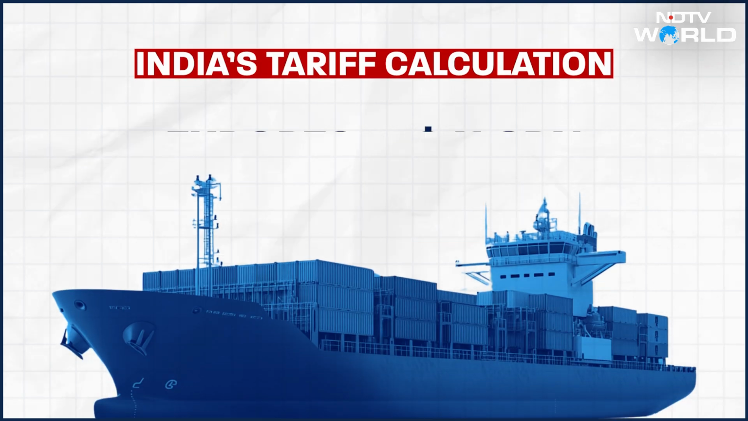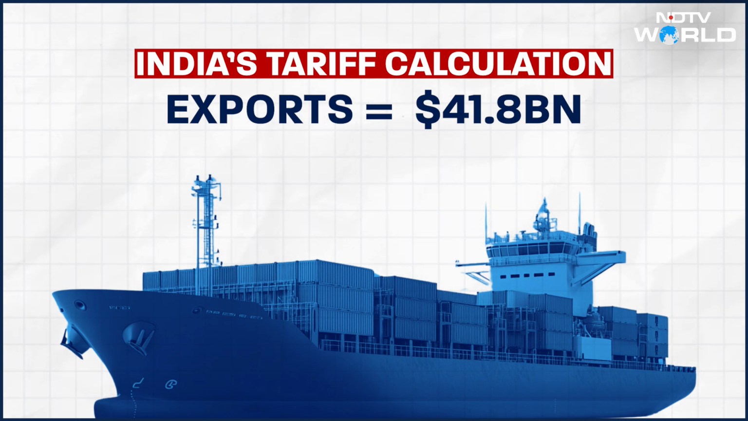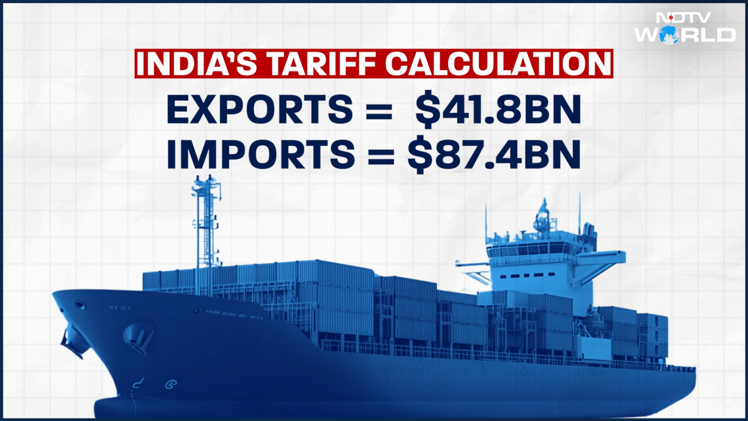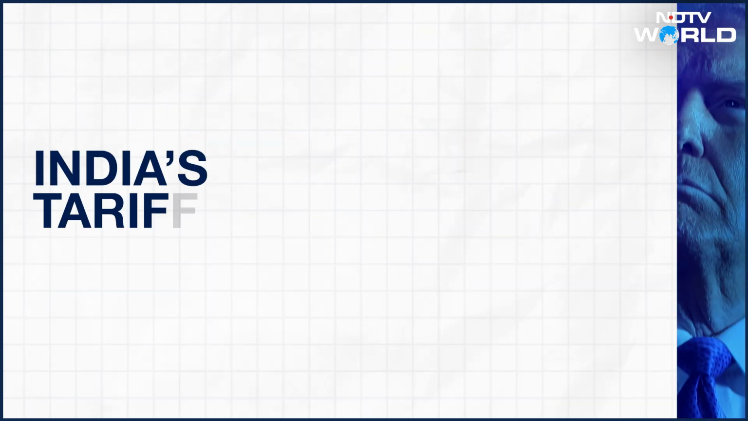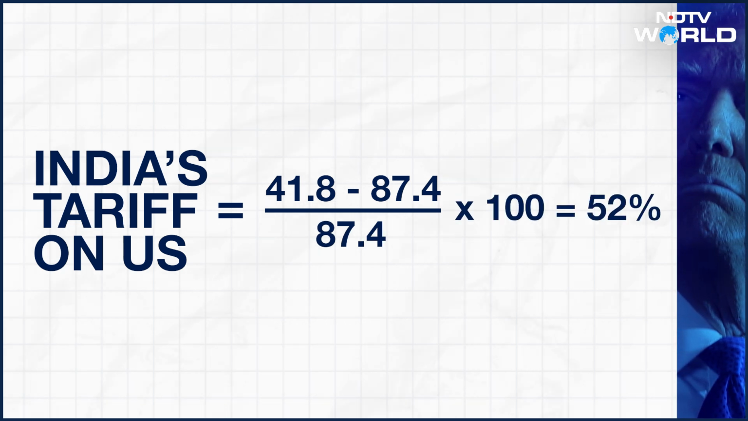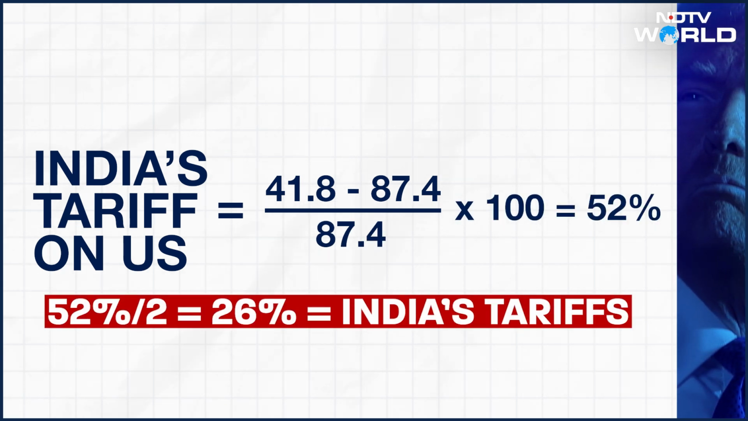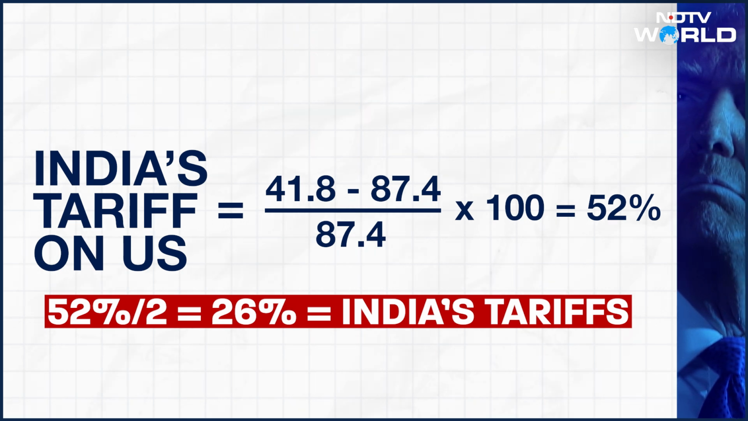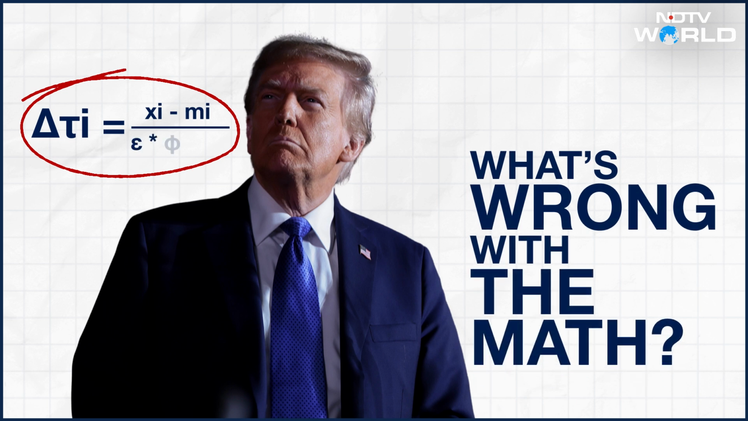Similarly, when it is applied to India, exports from US to India stand at $41.8 billion and imports stand at $87.4 billion. According to the White House's formula, India's reciprocal tariffs are at 52%. But since Trump gave a 50% discount, you divide it by 2 and it comes at 26%. But is this math correct?